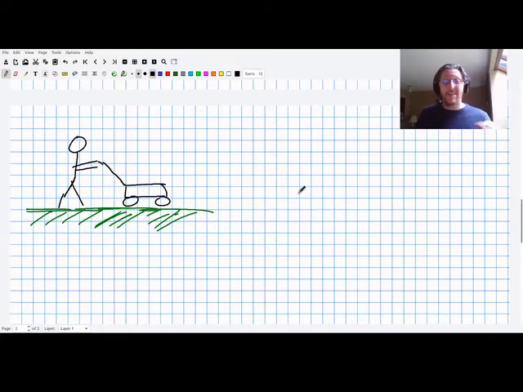A free body diagram doesn't actually require a drawing of the lawnmower or the person. It requires a dot for the center of mass of the object that you're pushing around, and then arrows showing all the forces acting on that object. So the first and obvious one for a lawnmower is gravity. There is a gravitational interaction between the earth and the lawnmower that pulls it straight down. That's what we call the weight of the object.